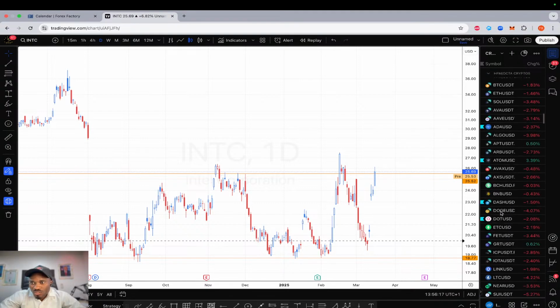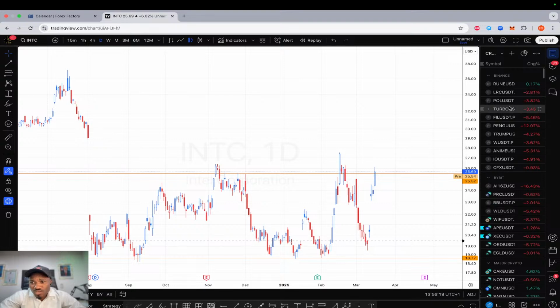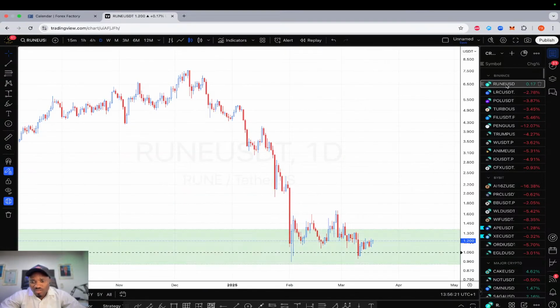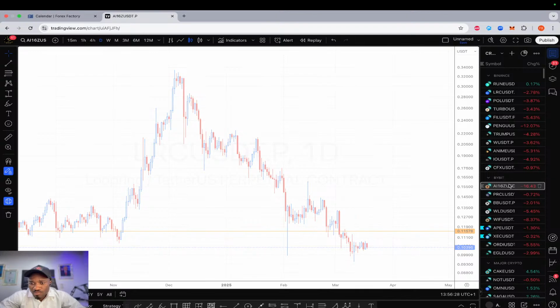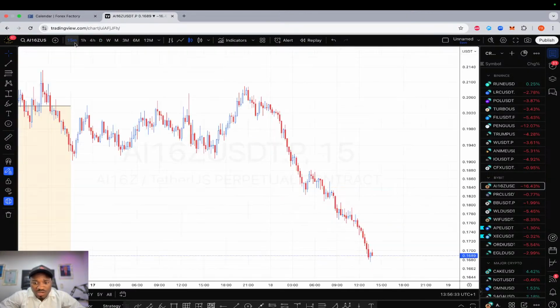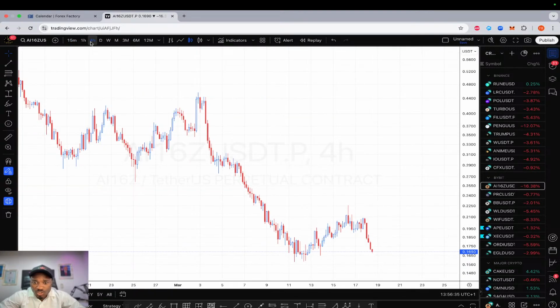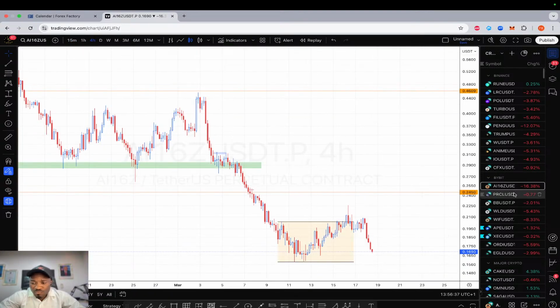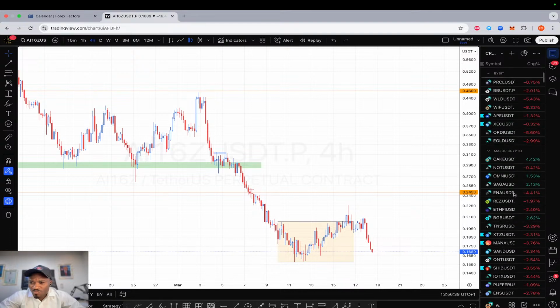So let's go to the crypto market. I told you I sold all my coins. I sold all my crypto right now because the crypto market is disorganized. I don't see the market opening up. I'm monitoring the AI16 coin. Let's see. I haven't seen a market structure switch. I haven't seen a shift in market structure, so I'm just monitoring this right now.